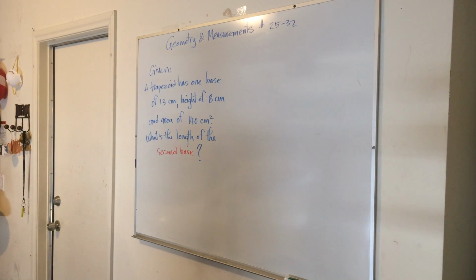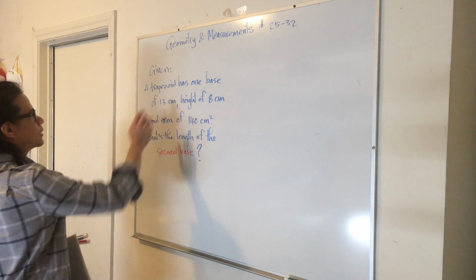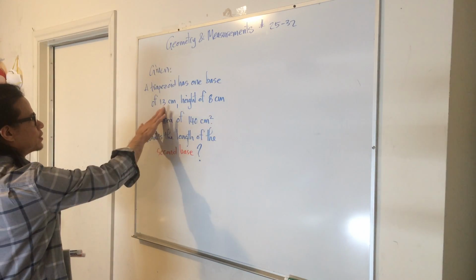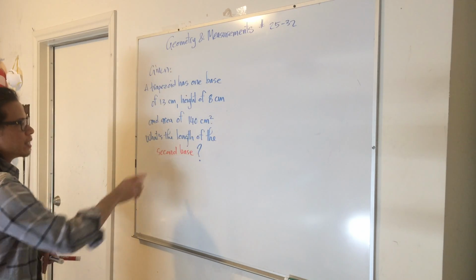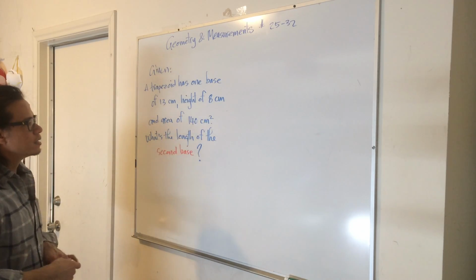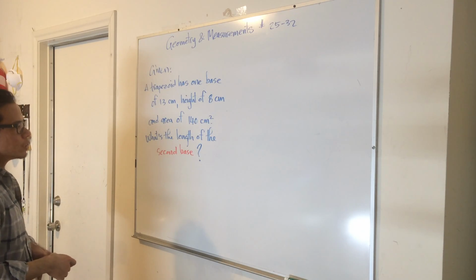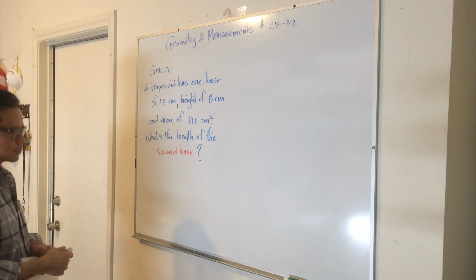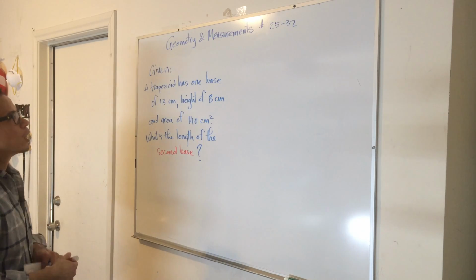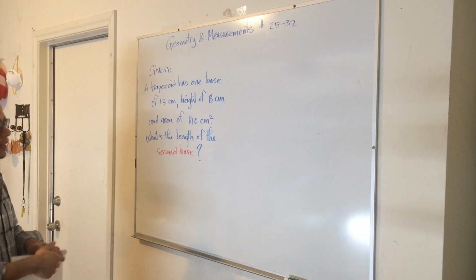Okay, so in this question we are given a trapezoid that has one base of 13 centimeters. It has a height of 8 centimeters and an area of 140 centimeters squared. What is the length of the second base? Please take a moment to draw out the picture and see if you can figure this out.